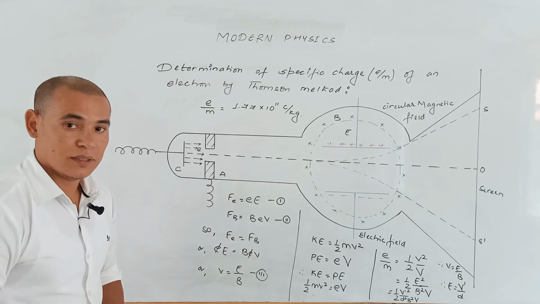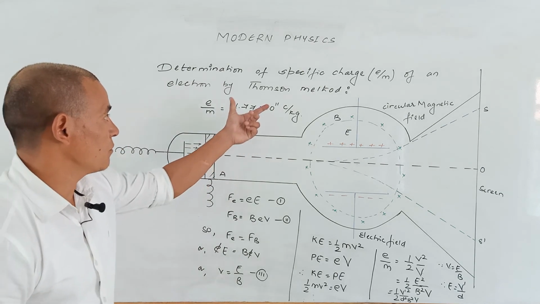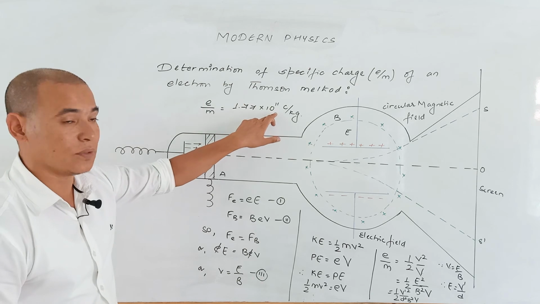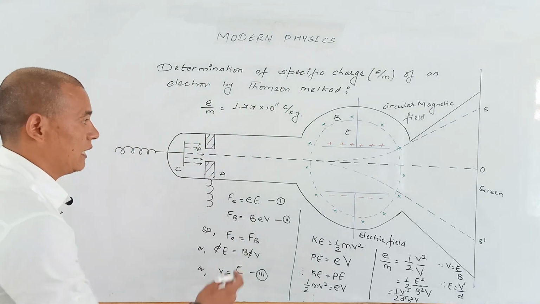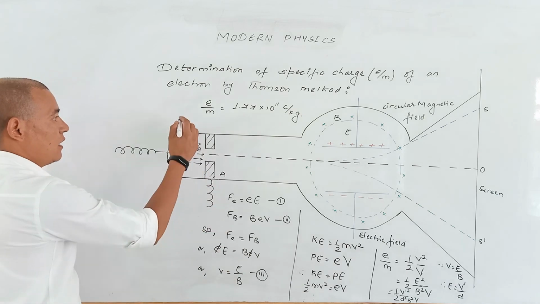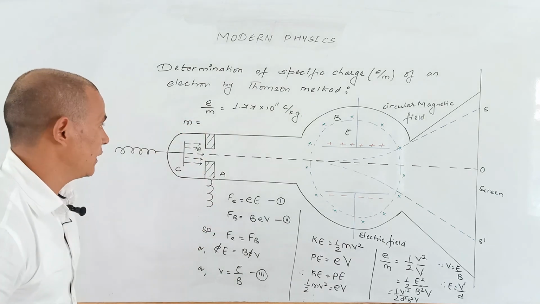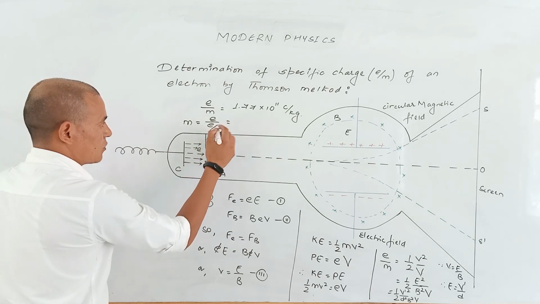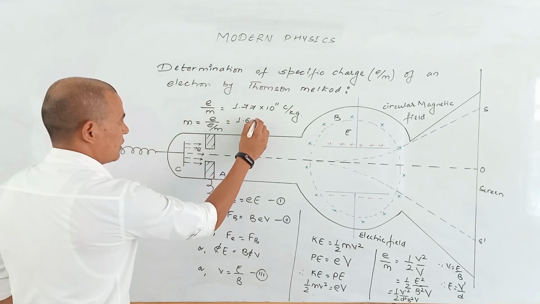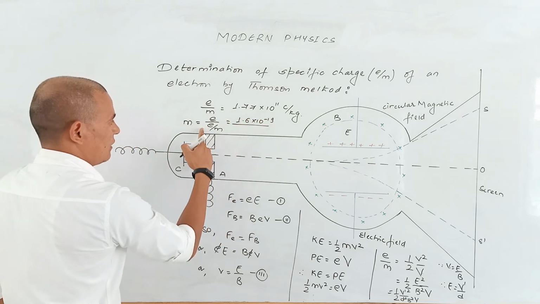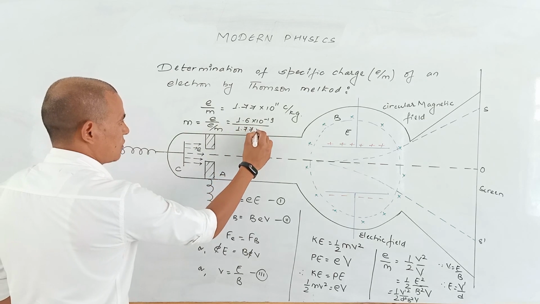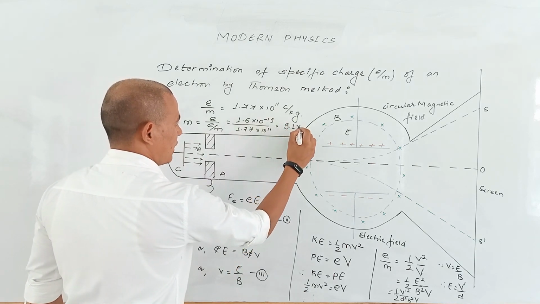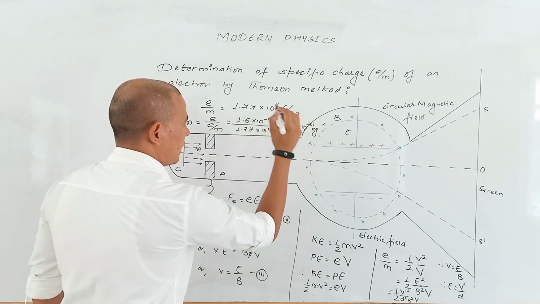From this equation, Thomson calculated the specific charge of an electron to be 1.77 into 10 to the power 11 coulomb per kg. And after calculating the specific charge, the mass of the electron was calculated. So e, the charge of an electron, divided by e by m. If we replace this by 1.6 into 10 to the power minus 19 and the specific charge 1.77 into 10 to the power 11, the mass of an electron was calculated to be 9.1 into 10 to the power minus 31 kg.